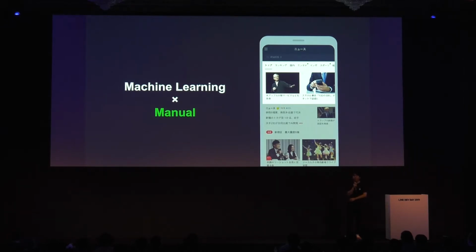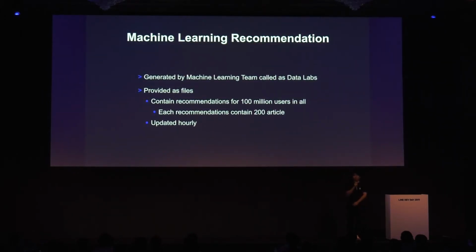But when you hear manual recommendation, you may not know what this is. So let me explain a little bit more about this manual recommendation together with the machine recommendation. This is the machine learning recommendation. Creating the recommendation is not done by Line News, but by our internal machine learning team.